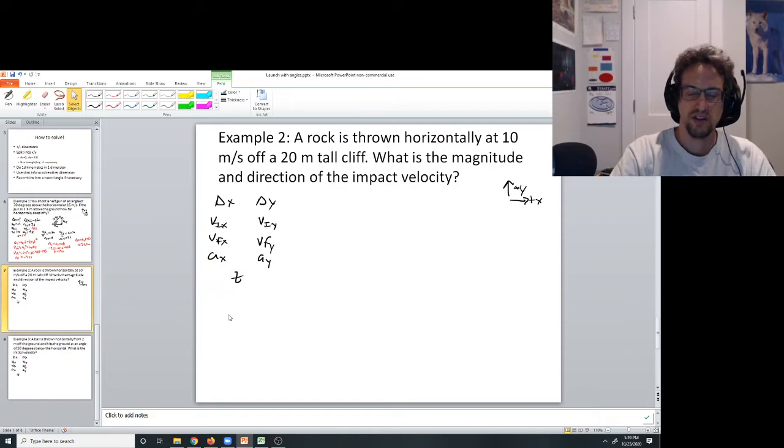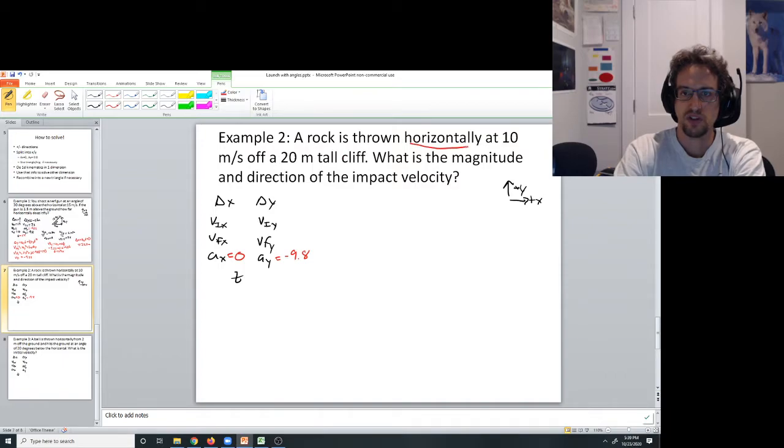Alright. So, what do I know? Well, I still know that a x is 0. I still know that a y is negative 9.8. The rock thrown horizontally. That should tell us this is a 0 launch problem. That means v initial y is 0. And that means that all of this 10 meters per second, that's v x. And a 20 meter tall cliff, this is negative 20 meters, right?